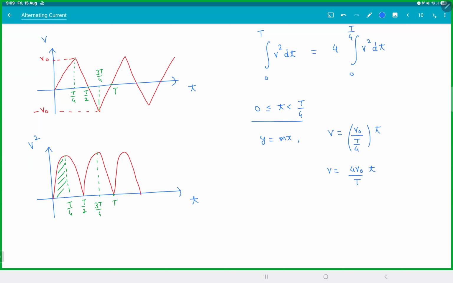Or else what I have to do, I have to find from 0 to T by 4, T by 4 to 3T by 4, and again this. I have to get 3 equations and then integrate. I will get it, but it becomes lengthy. Since it is symmetrical, find from 0 to T by 4 and multiply by 4. Now can you do it?